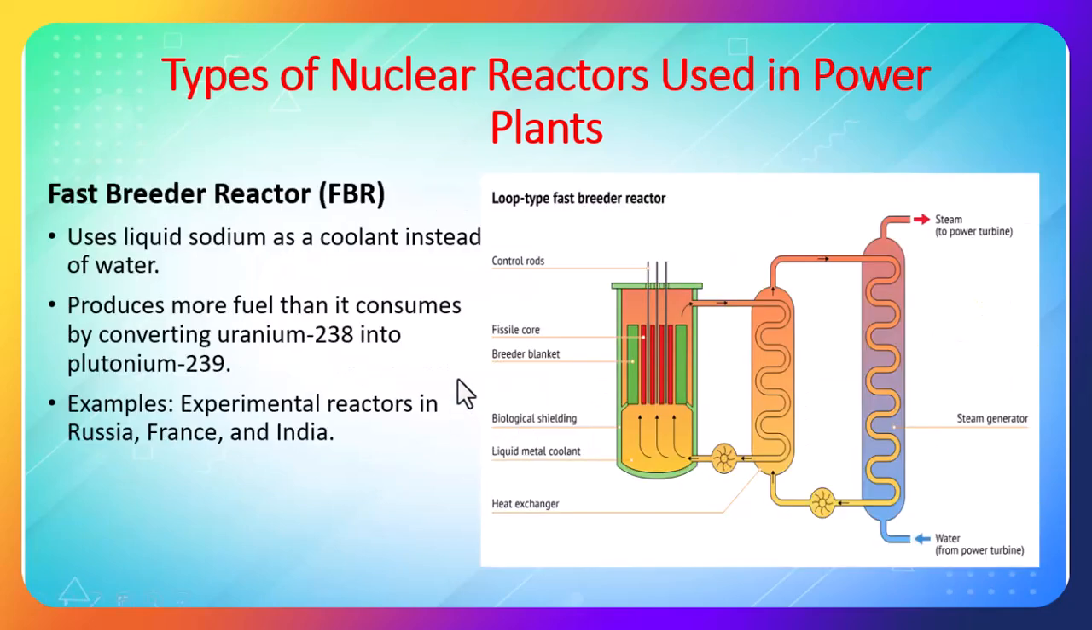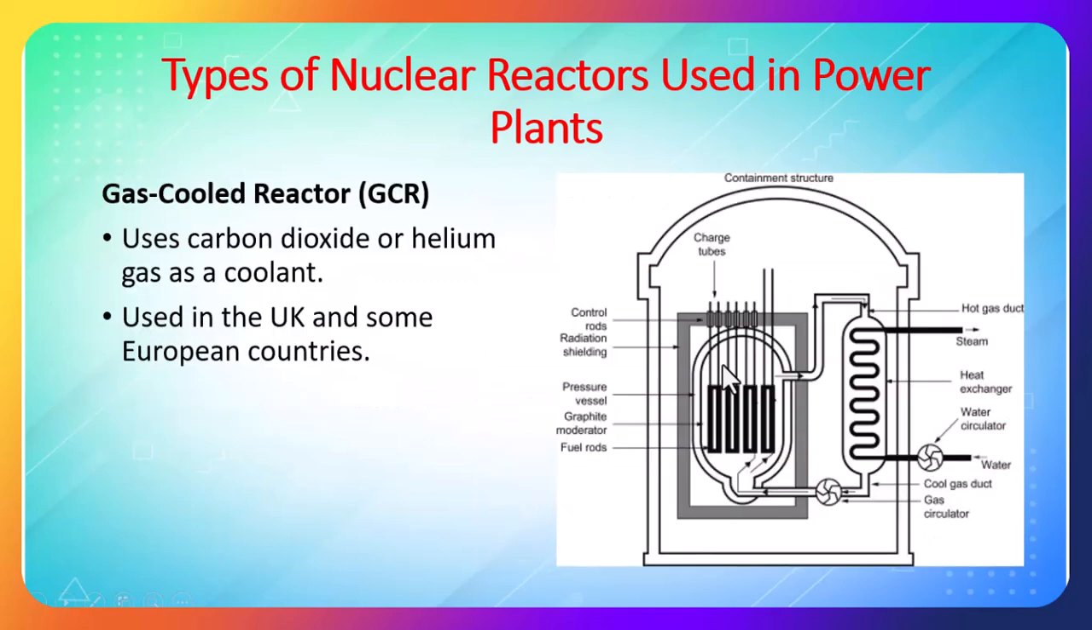And then comes the fast breeder reactor. In the fast breeder reactor, we use liquid sodium as a coolant instead of water. So instead of using water here, I will use liquid sodium. It produces more fuel than it consumes by converting uranium-235 into plutonium. Example: this type of reactor is what will be used in India.